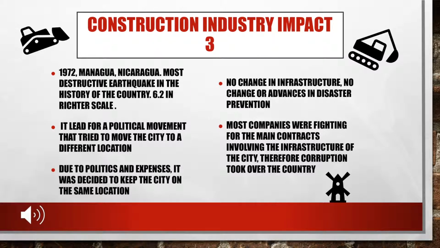But then due to politics and expenses, they decided to just keep the city in the same location and have no change in infrastructure or in advances towards disaster prevention. In my opinion, the movement that was trying to move the city was trying not only to move the city to a different location, but restart the city with different prevention methods, a better infrastructure, stronger infrastructure, and stronger buildings. But then most companies were fighting for the main and remaining contracts for the infrastructure of the city, and this caused a contract war that led towards corruption and a destroyed country.